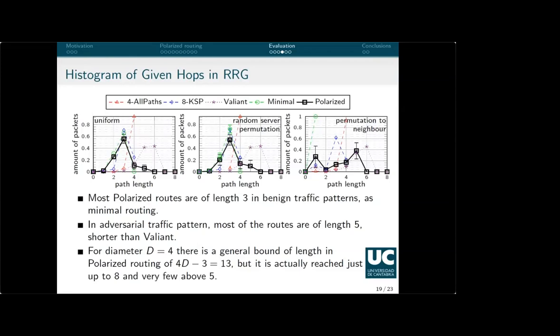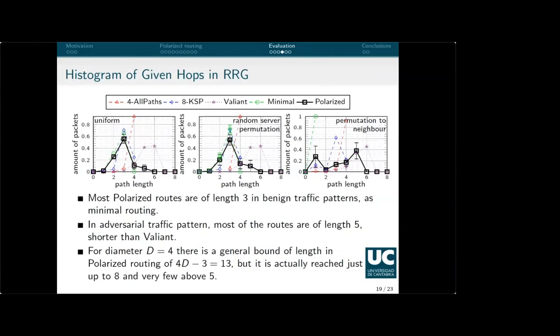Although the theoretical bound on polarized routine is 13 hops for diameter 4, for this specific topology there are never more than 8 hops. In the permutation to network, all minimal packets use, obviously, routes of length 1. KSP, all paths and Valiant do near the same as they do for uniform traffic. Polarized routine behaves quite differently.